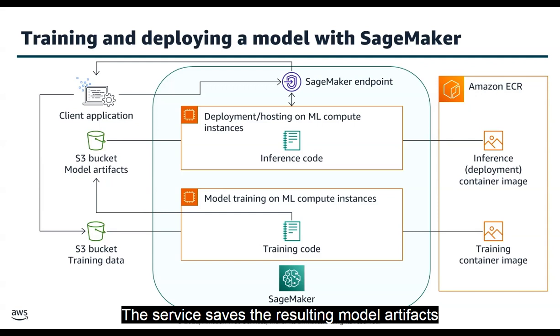The service saves the resulting model artifacts and other output in an S3 bucket that you specify. SageMaker gets the training image for your selected algorithm from a container that's available through Amazon Elastic Container Registry, or ECR. The ML Compute instances and the SageMaker endpoint are directly managed within SageMaker. SageMaker is integrated with Amazon S3 and Amazon ECR to simplify using those resources for training and deployment.